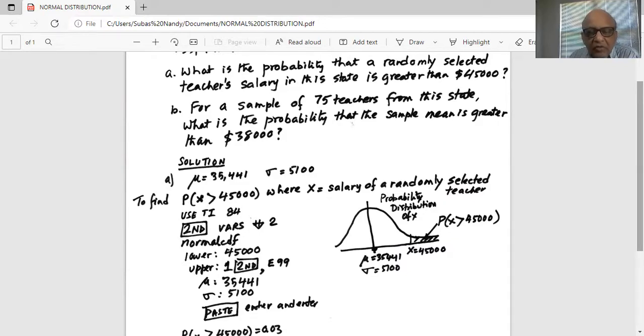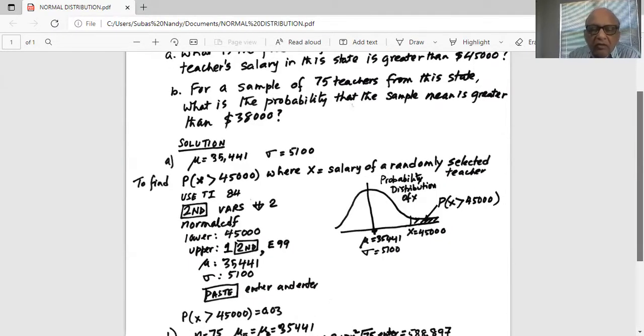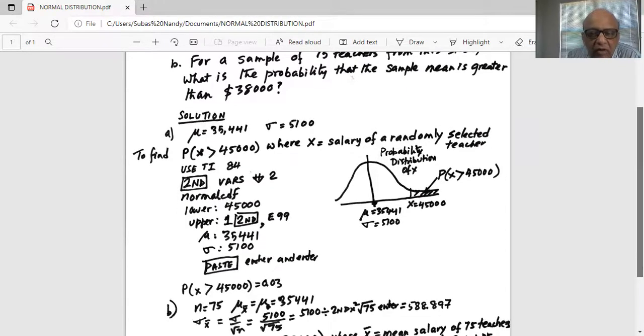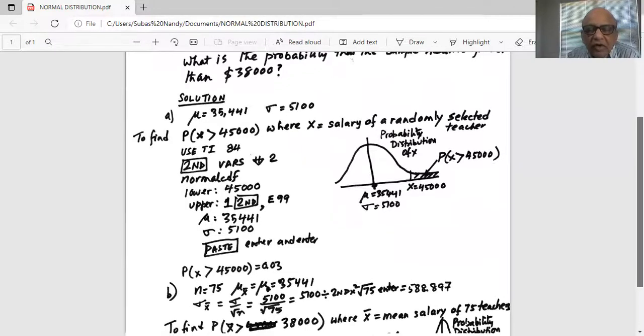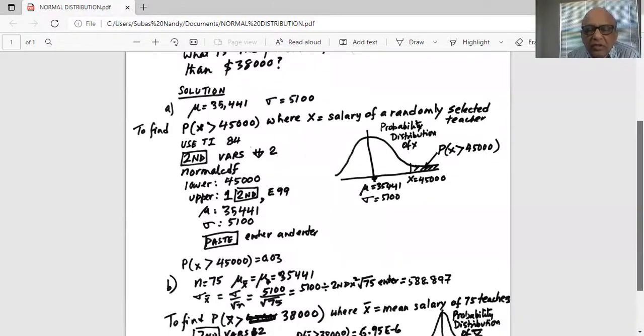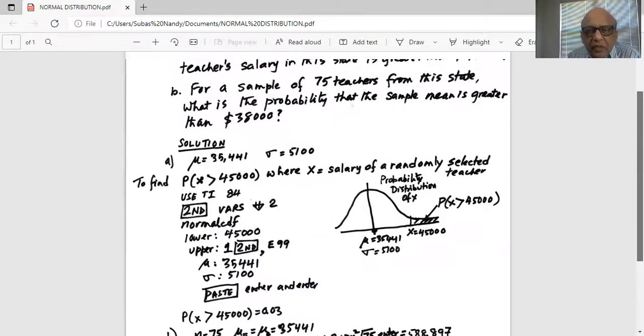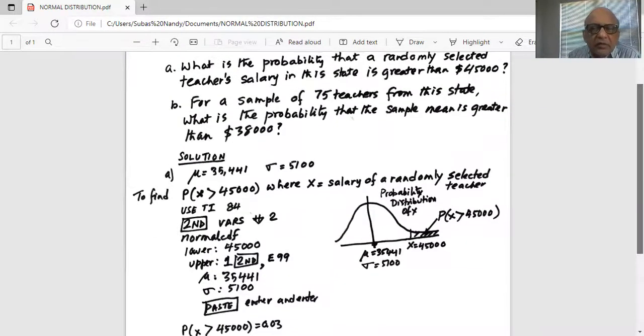Then the mean mu is 35,441 and the standard deviation is 5,100. Then we go to Paste, put the cursor on Paste and hit enter and enter. And we will get the answer: the probability of X greater than 45,000 is 0.03.